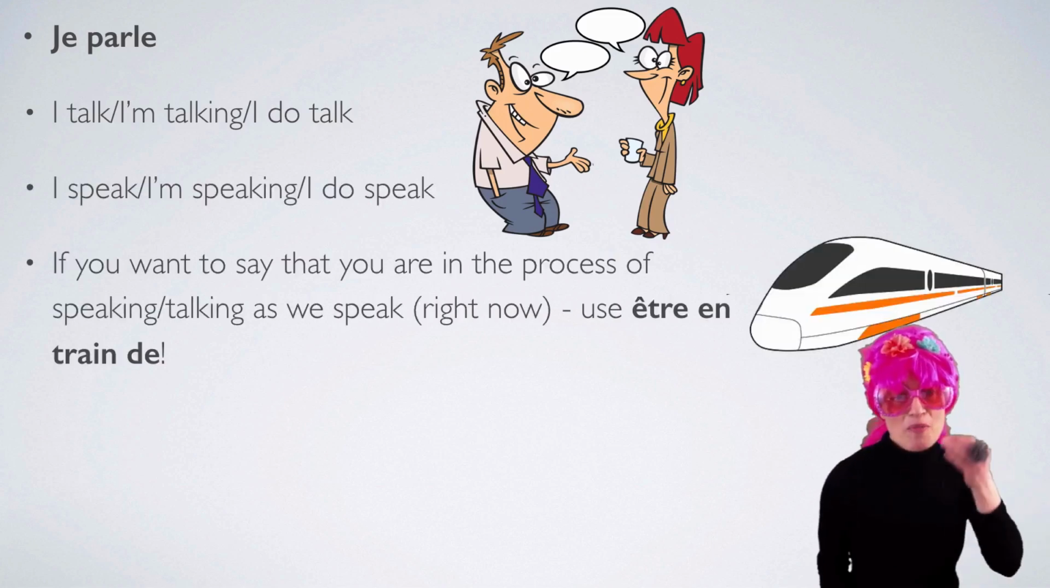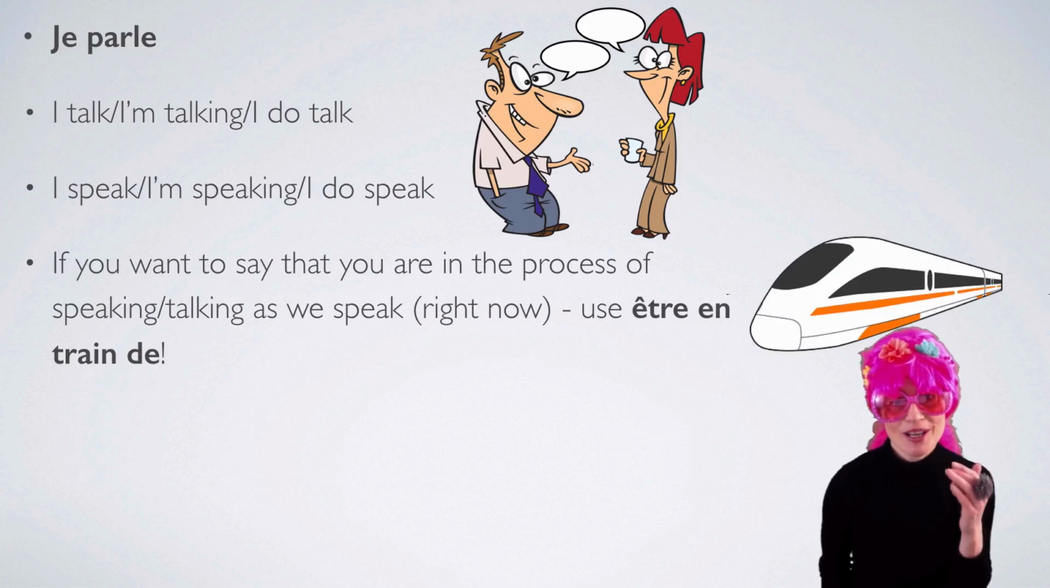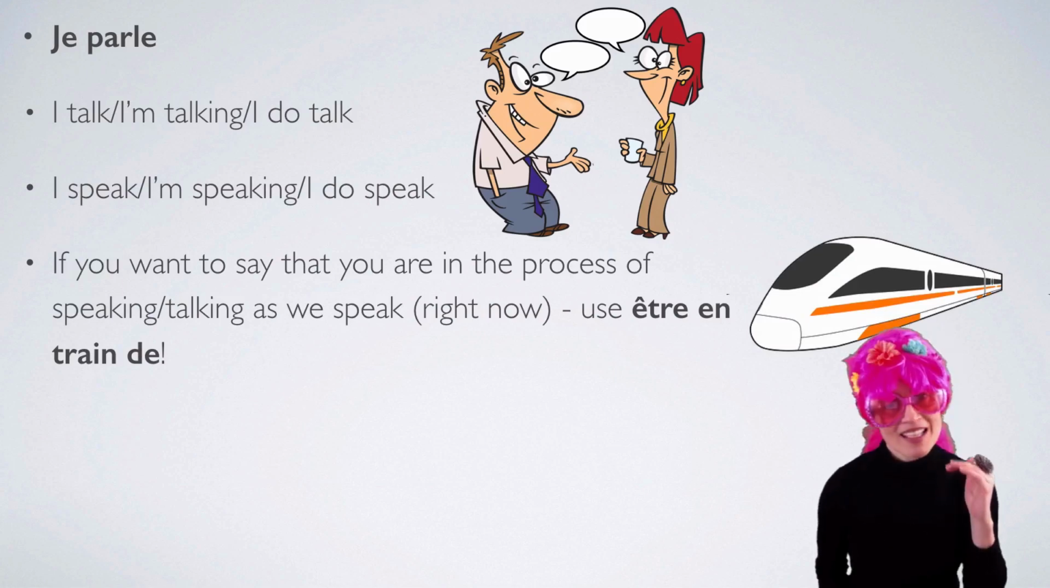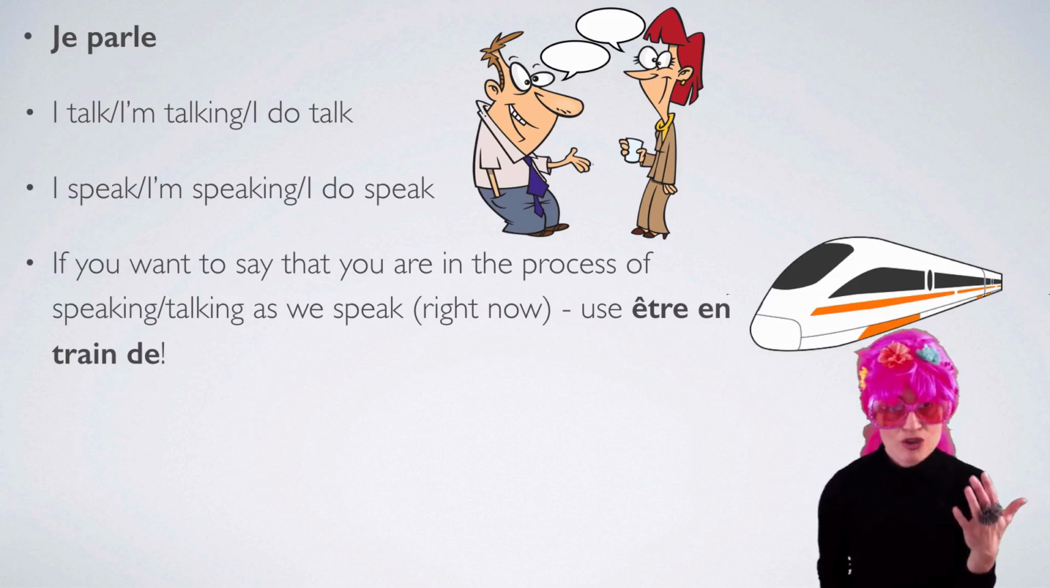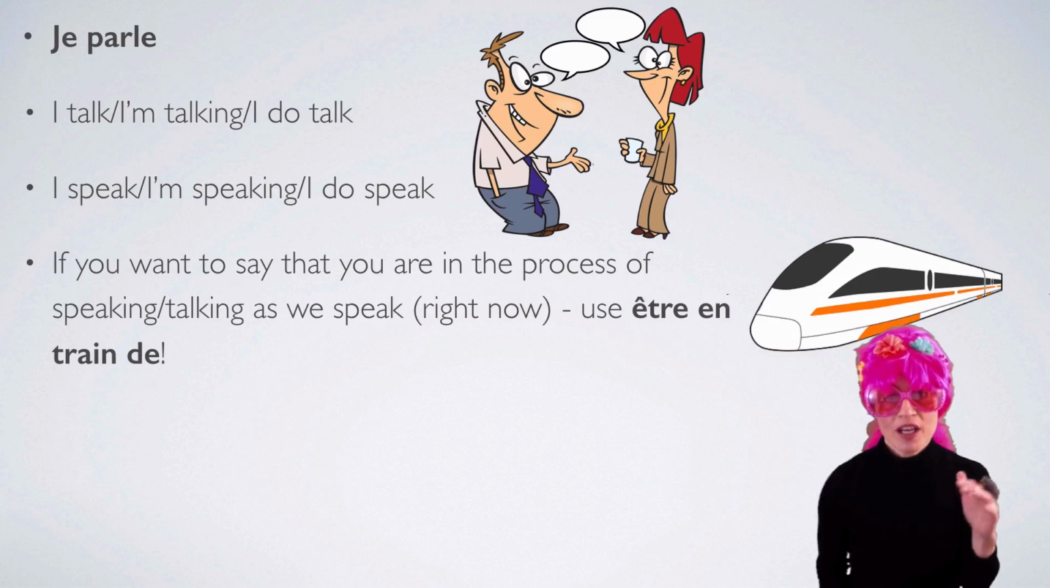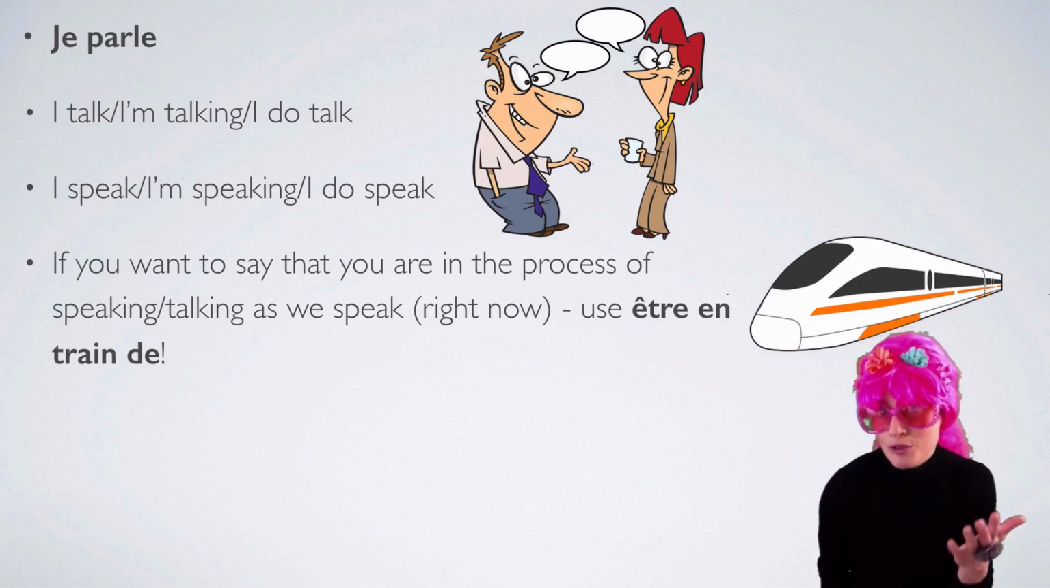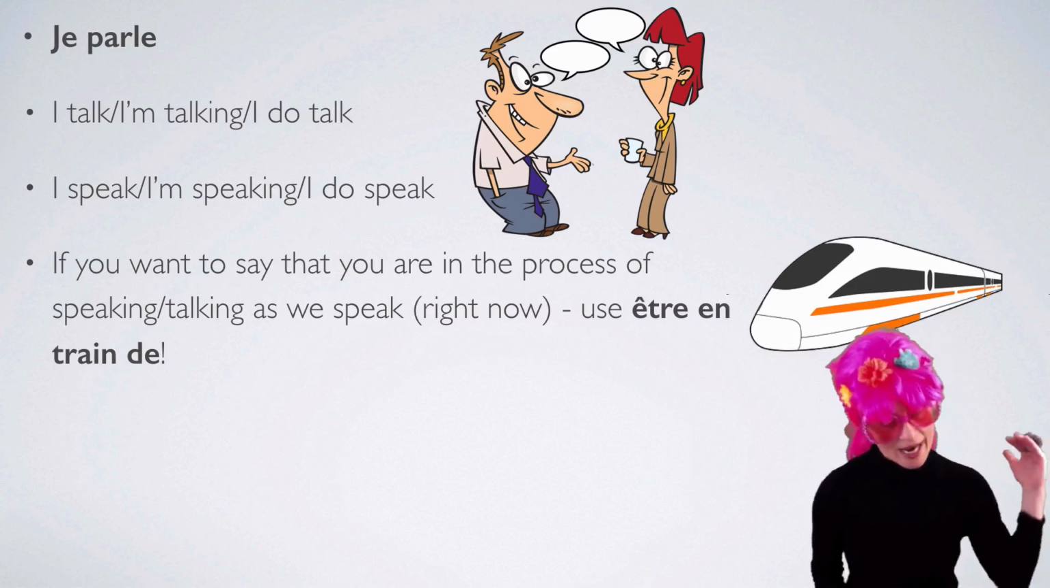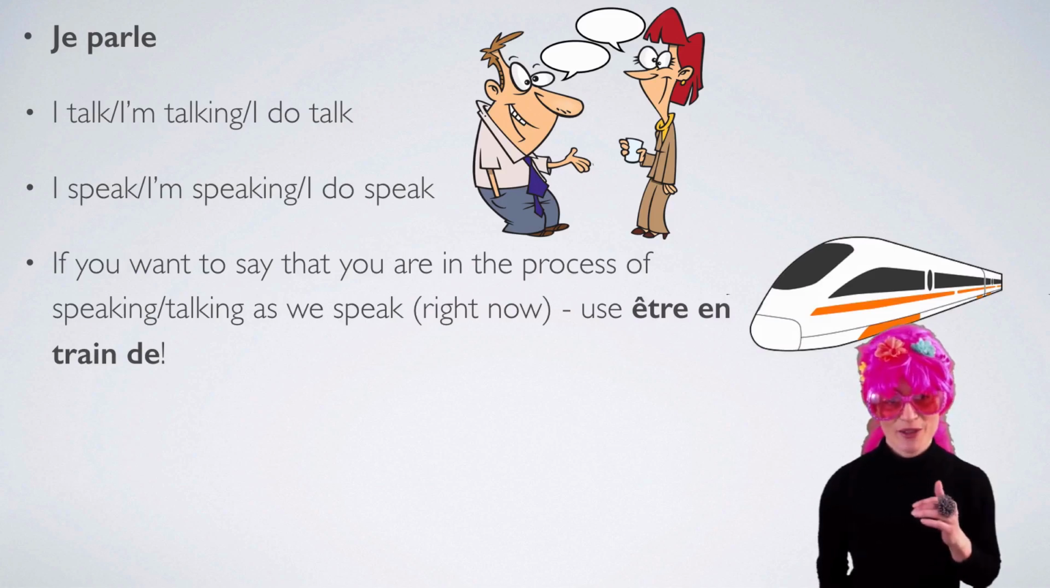If you want to say that you're in the process of speaking or talking as we speak, excuse the pun, as in right now, in French, you use être en train de, which is a weird one, it's about the train. Être en train de. Because je parle can be used for the future. So if you want to express that you're doing it at this moment, you use être en train de.